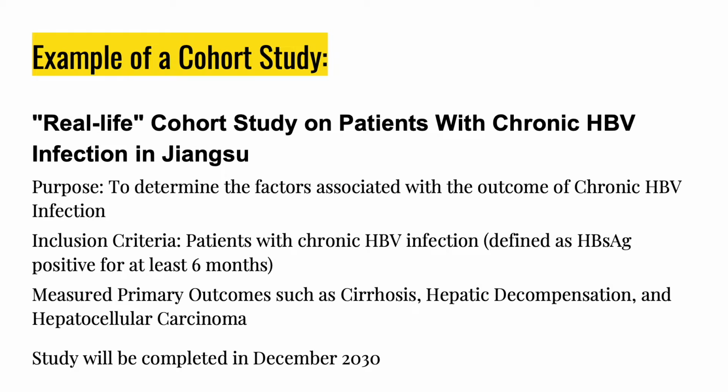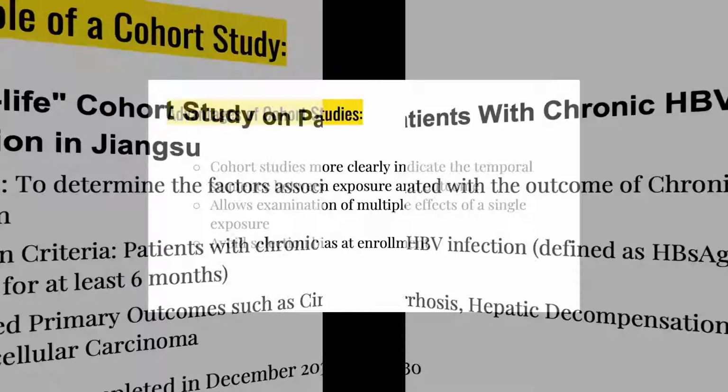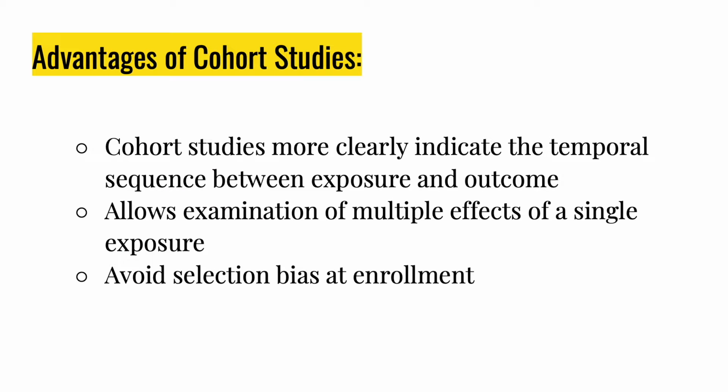Here is a real-world example of a cohort study. Some advantages of cohort studies include allowing examination of multiple effects of a single exposure, avoiding selection bias at enrollment, and cohort studies also more clearly indicate the temporal sequence between exposure and outcome.